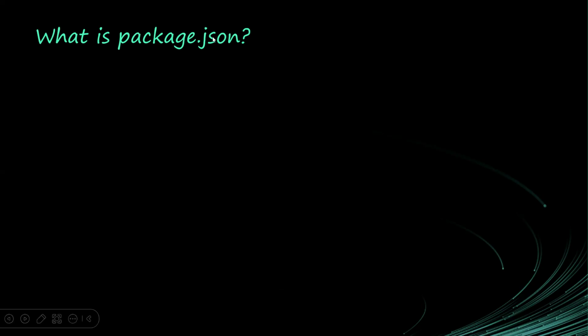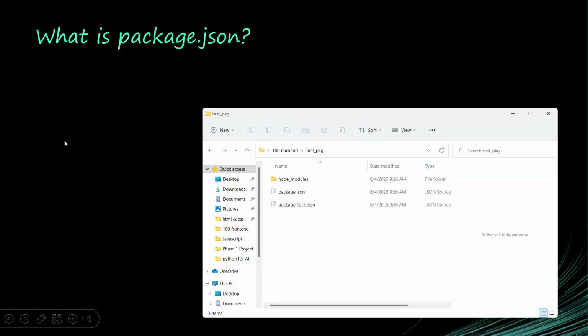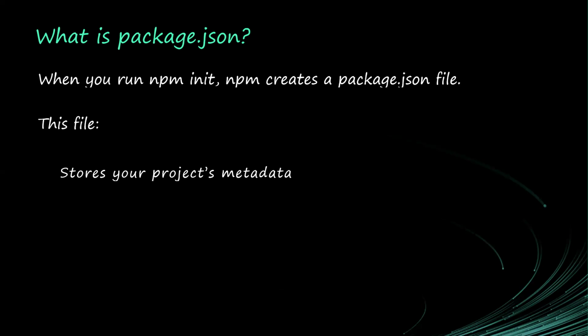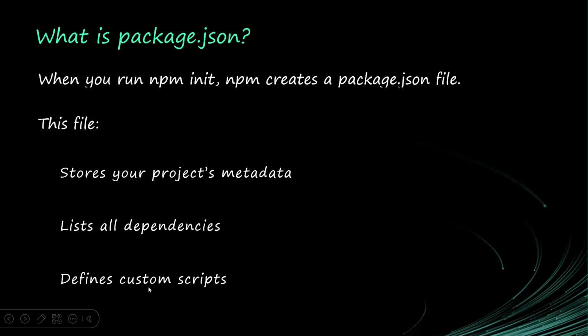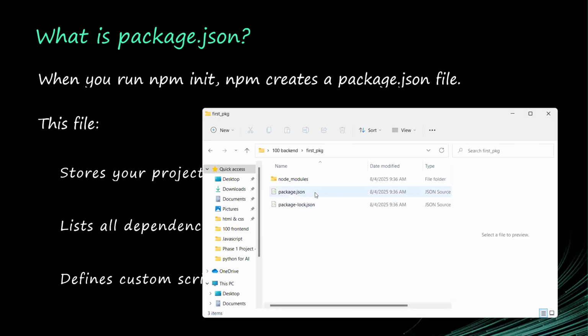So what is package.json? You have seen that if we go to the folder, the first file that was created was package.json. When you run npm init, npm will create a package.json file for you. This file stores your project's metadata. It is like your configuration. It lists all the dependencies. It defines custom scripts.